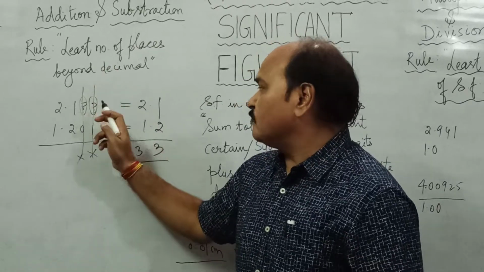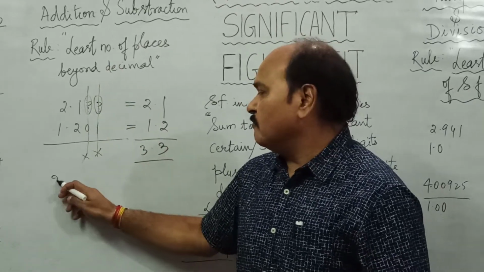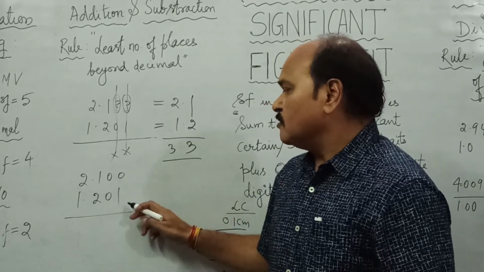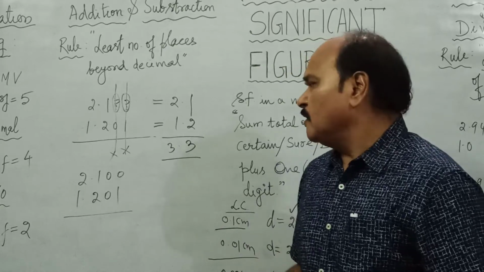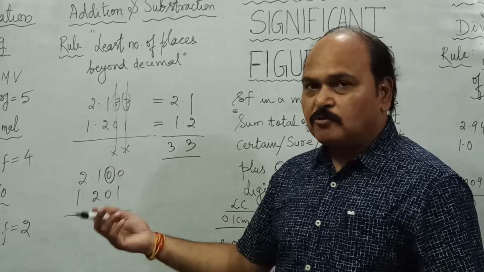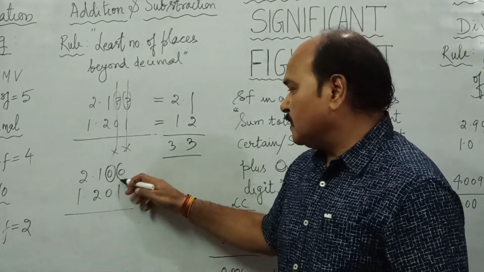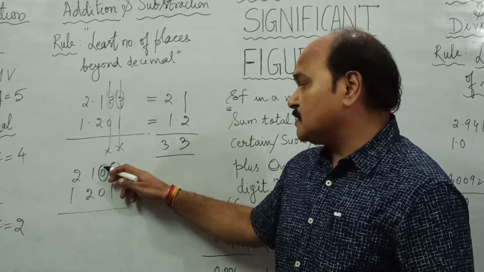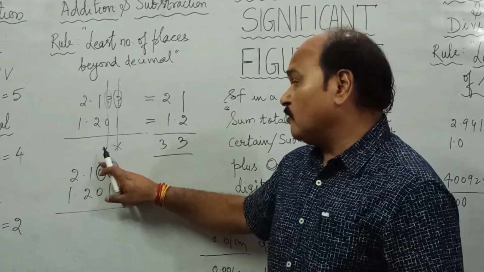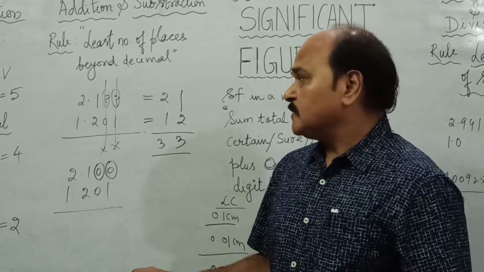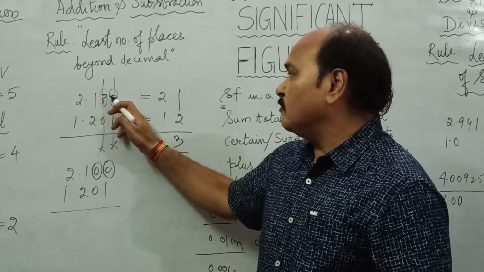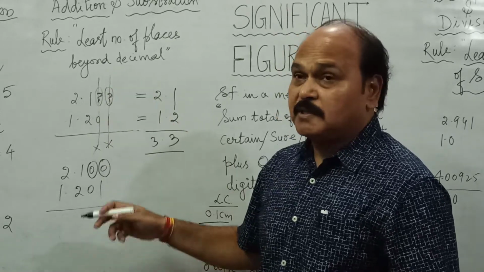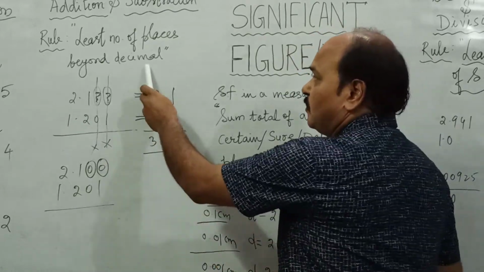So why this rule? That is what is explained here. Normally we write 2.1 and 1.201, and we normally write 00 here. Again, this is not allowed. Why not allowed? How can we write this quantity as 0 when we know nothing about it? When these quantities are not known to us, we are not allowed to write them as 0 and add them. This quantity can be any digit from 0 to 9, not necessarily 0. So this addition is not permissible. That is why we have the rule, least number of places beyond decimal.